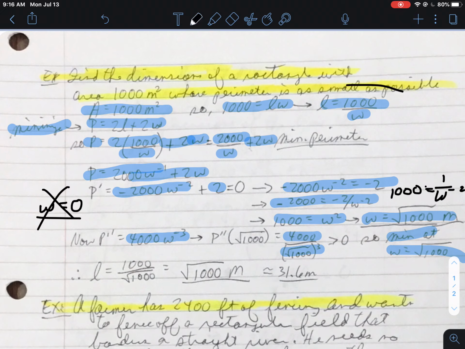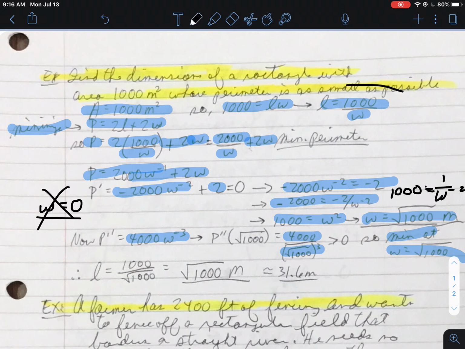Rationalize the denominator if you multiply by square root of 1,000 eventually. That would simplify to square root of 1,000 meters, again, is our unit. And for approximation, I left them as square root of 1,000, but that's approximately 31.6 meters. So again, approximations here probably make a little more sense since we're in an application problem.